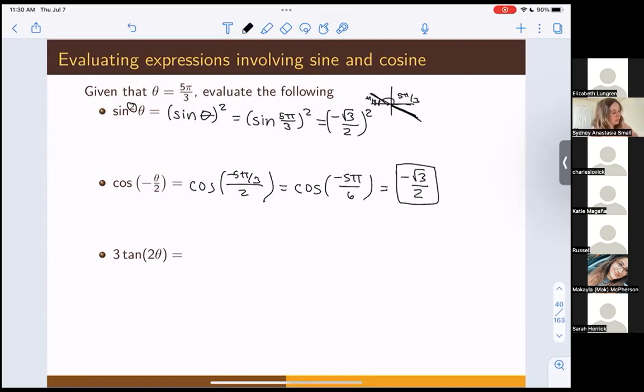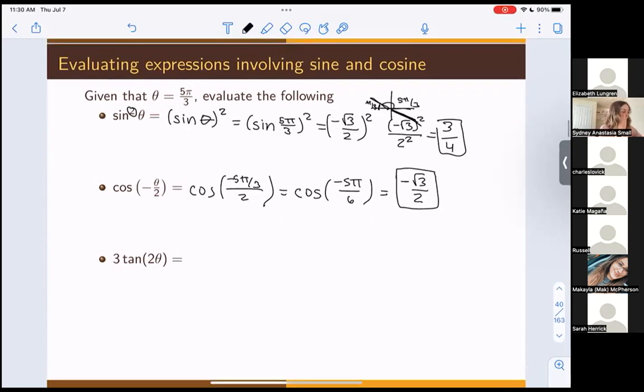So negative root 3 over 2 squared, we want to square the numerator and the denominator. Negative root 3 squared is 3, 2 squared is 4. This answer down here is still correct. However, this one was not. I'm sorry.